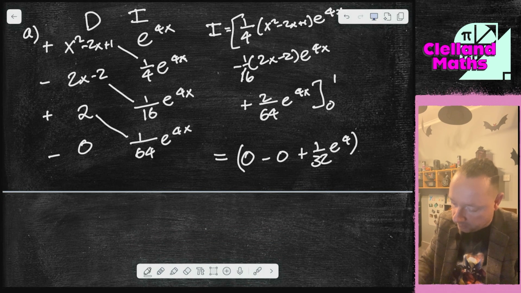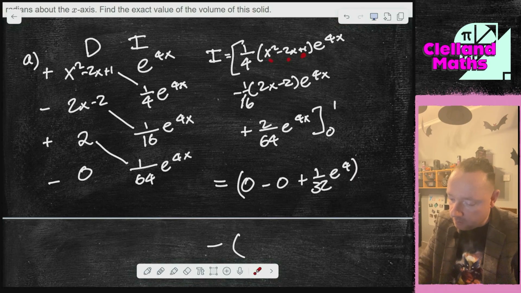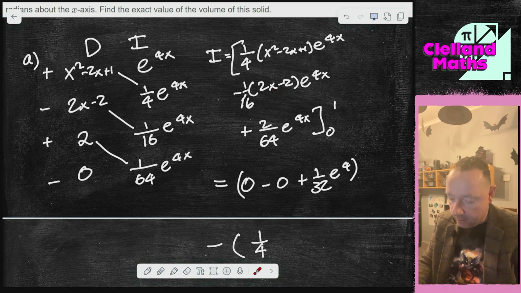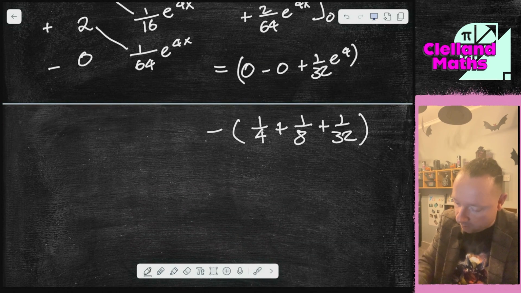Now we need to take away when we put in 0. So for the first term, we've got 0, 0, 1. So 1/4 e to the 0, which is, well, 1. So that's just a quarter. And then we've got 0. So minus 2 times minus a 16th is positive an eighth e to the 0. So 1/8. And then the last term, e to the 0 is 1. 1 over 32. So we get that. Tidying that up then, we've got 1 over 32 e to the 4.